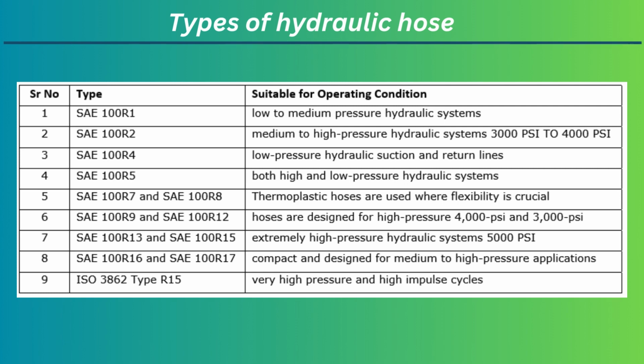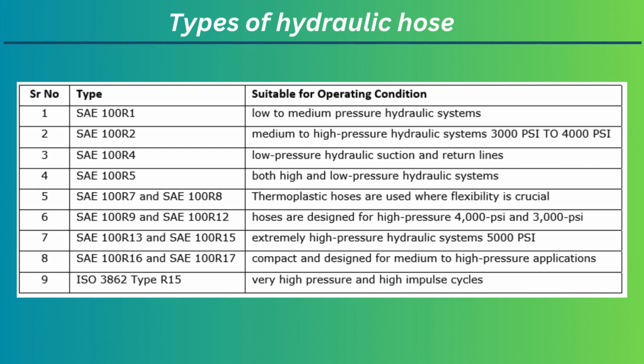Serial No. Type. Suitable operating condition. 1. Type. SAE 100R1. Suitable for low to medium pressure hydraulic systems. 2. Type.